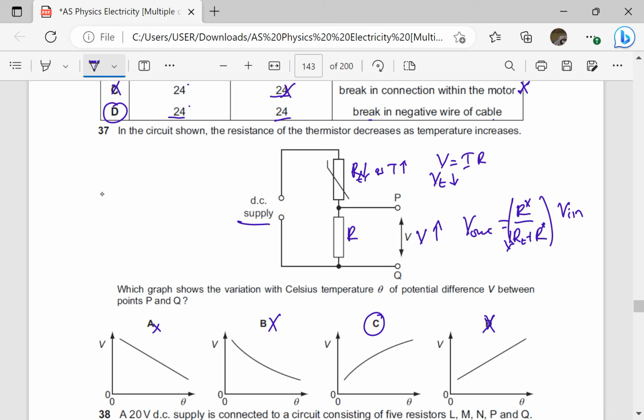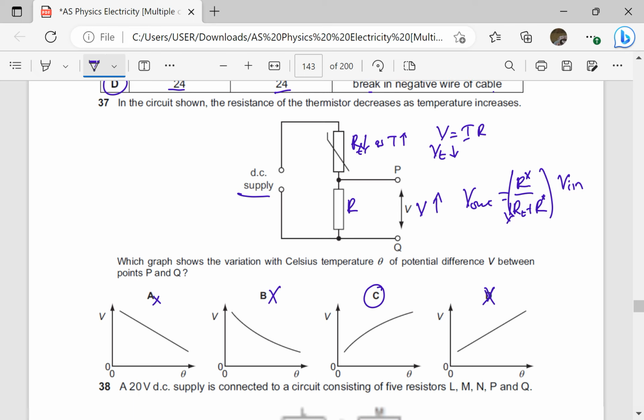So if you look at a graph, of course, as temperature increases, it means the resistance of the thermistor decreases. Therefore, the PD across the fixed resistor increases, but because the decrease is not linear, it means also the PD across the fixed resistor will not increase linearly. Therefore, D is wrong.